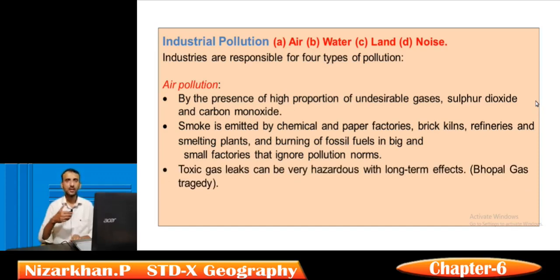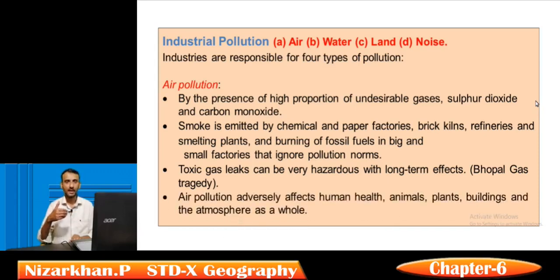Air pollution adversely affects human health, animals, plants, buildings, and the atmosphere as a whole. This type of air pollution happens because industries are not following the pollution norms. This is the way industries are causing air pollution.